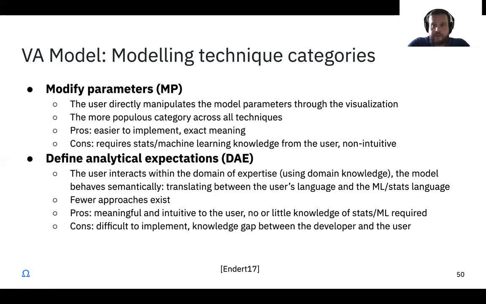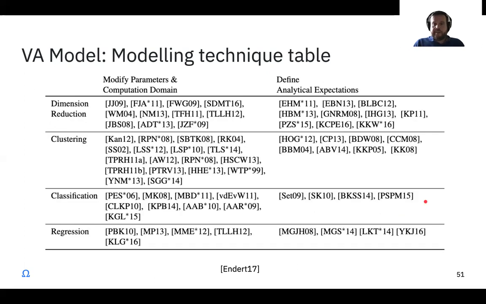The other category, which I think is more desirable, is define analytical expectations. That means that the user will interact within the domain of their expertise, using their domain knowledge, and the model behaves semantically. It translates between the user's language and the ML/stat/modeling technique language. There are fewer approaches because it's more difficult to implement. There is a knowledge gap between the developer and the user, but the big payoff is that it's very meaningful and intuitive to the user, and there is little or no knowledge of stats and machine learning required.